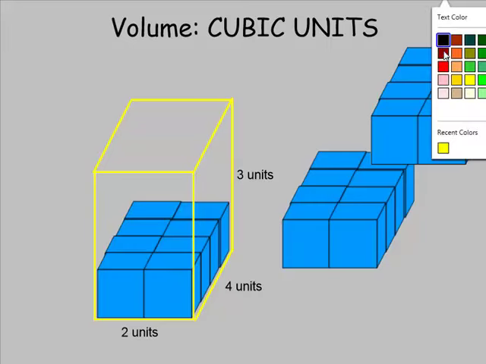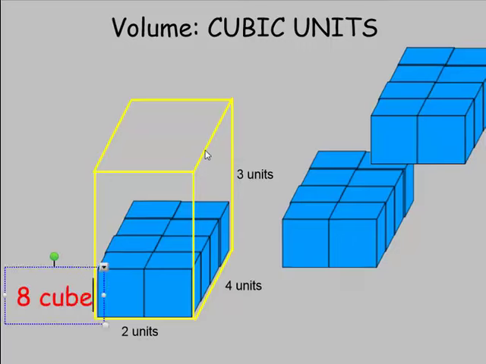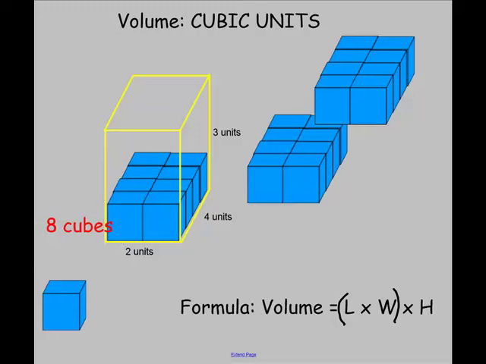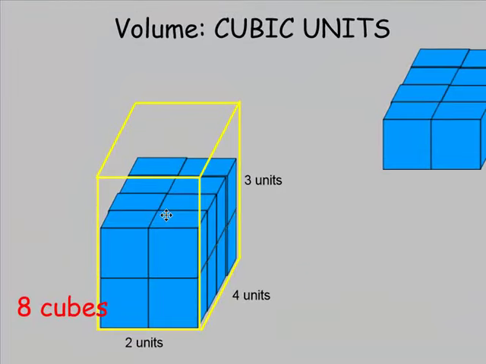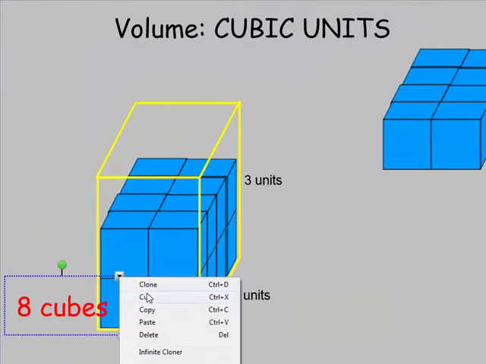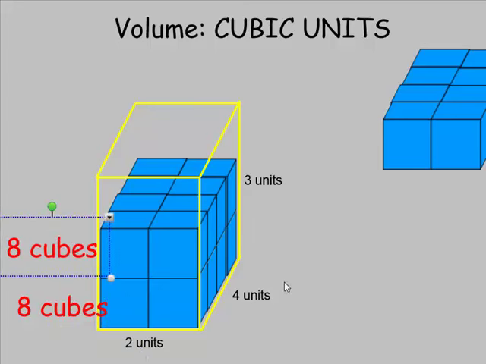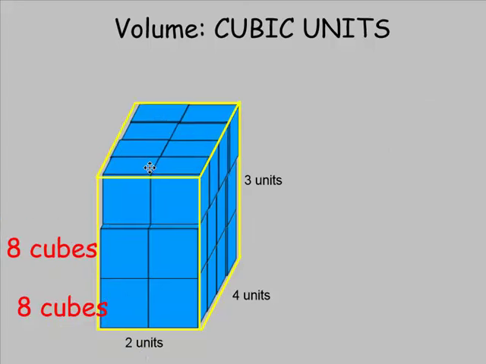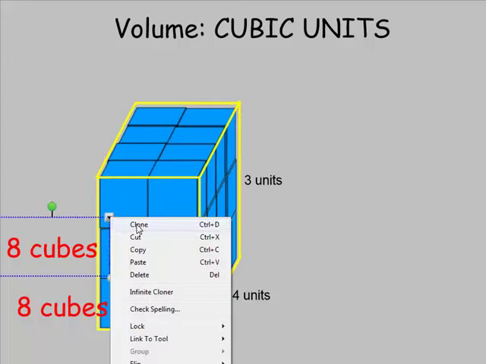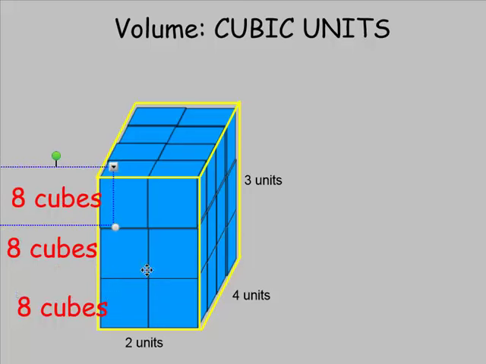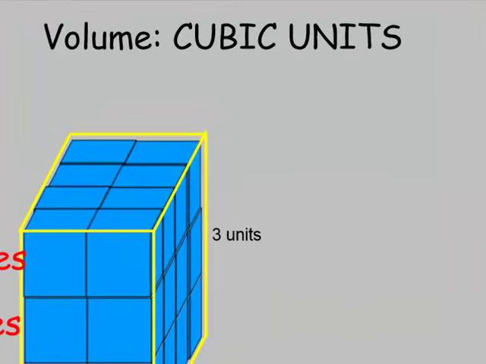I could even type that out. I have 8 cubes in the first layer. Then I would have another 8 cubes in that second layer, or that second stack. So there's another 8. And then finally, I'd have 8 more cubes in that third stack of cubes. So it's really like saying, when it's all done, 8 times 3, which would be 24.